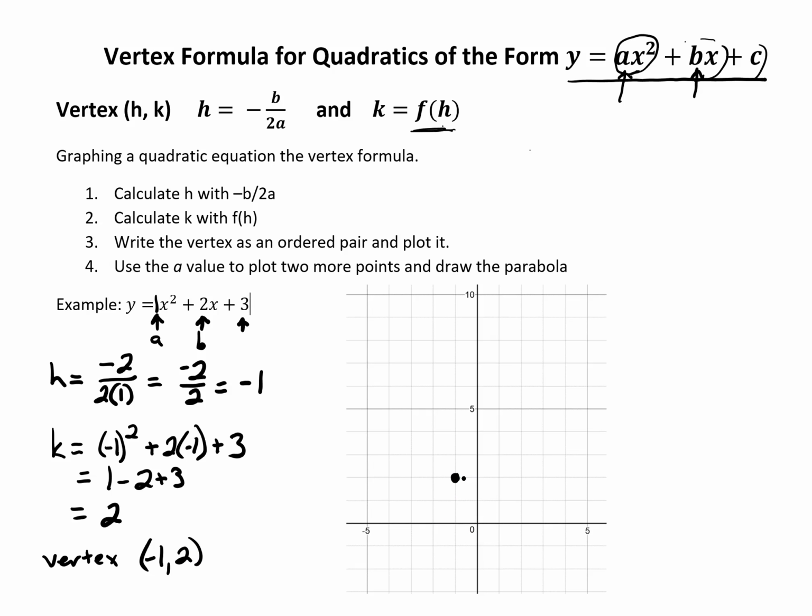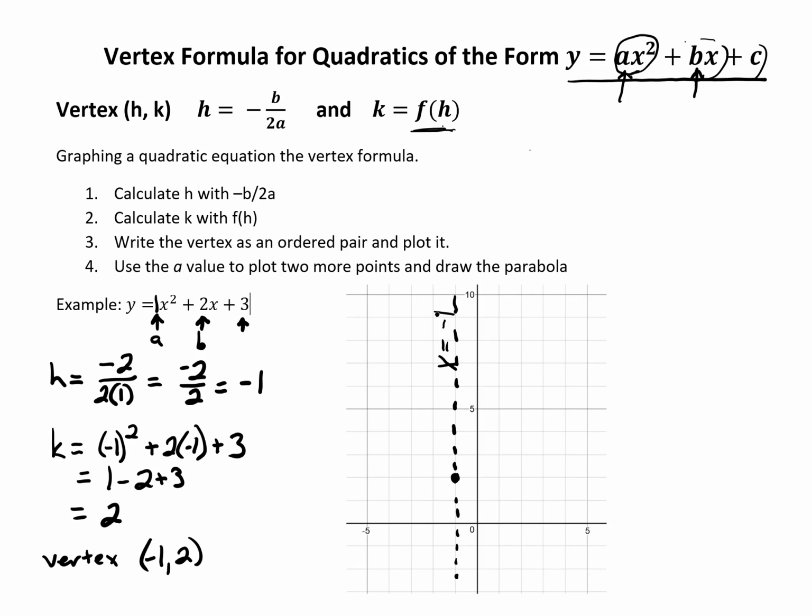Now, of course, with a parabola, we need more than one point to be able to graph this. In step number 4 here, it says use the a value to plot 2 more points and draw the parabola. Remember, a parabola is symmetric, and it's symmetric about the vertical axis, or the axis of symmetry. And this axis of symmetry, if you recall, will be x equals whatever value is in the x part of your vertex. So x equals negative 1 in this case. That's where our parabola is going to be symmetric around. I need 2 more points.